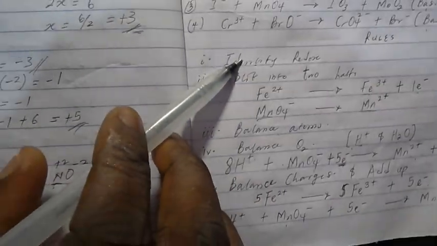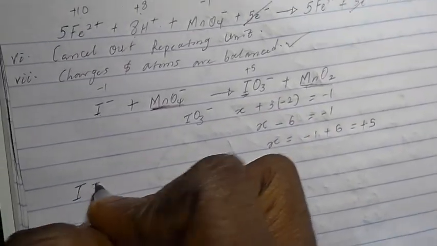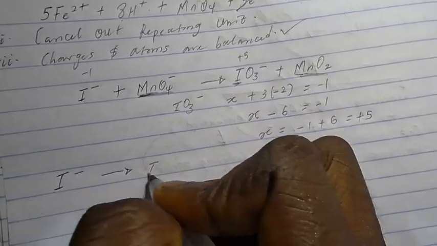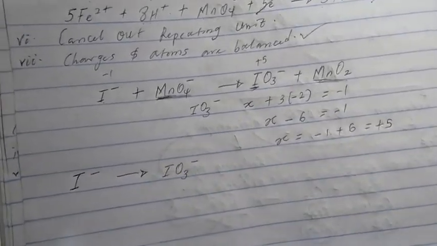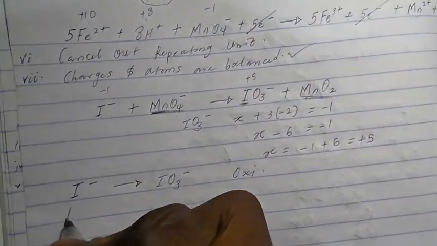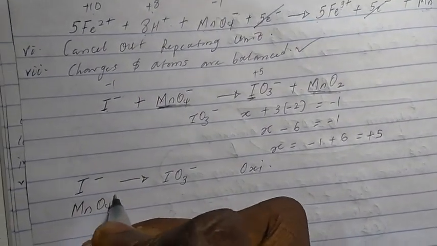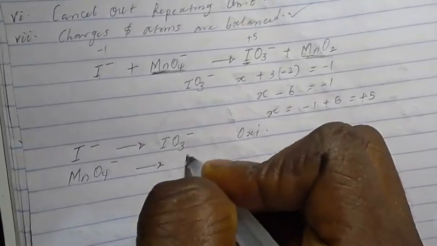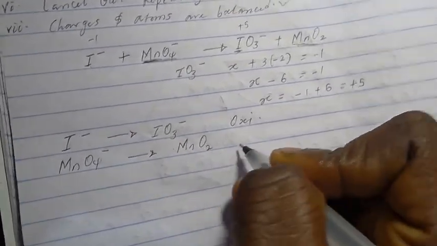So that's the first rule. The first step says that identify redox. We have done that. Split them into two halves. So we will give the one that is for oxidation: I minus to give IO3 minus. That is the oxidation half. Do you get that? Then for the reduction half, that's MnO4 minus to give MnO2. That is the reduction half. So that's rule number 2. You split them into two half equations.